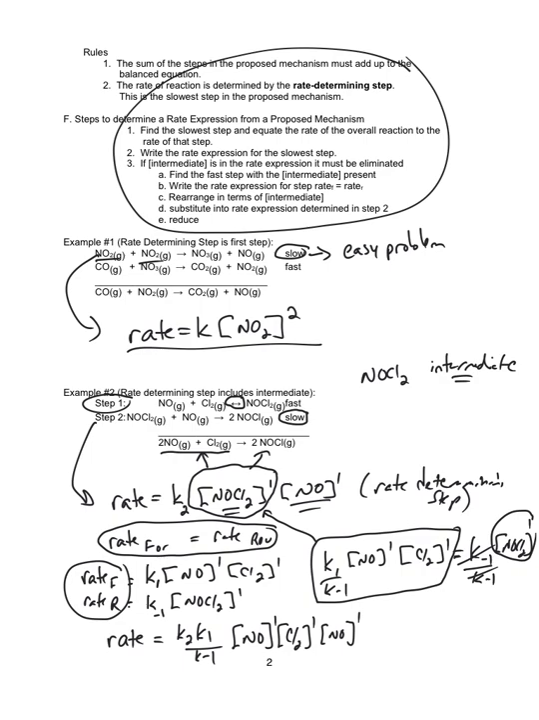You write the rate law for the second slow step. You get rid of the intermediate by setting the forward rate and the reverse rate of step 1 equal to each other. We isolate the equation just for the intermediate, and then we do a substitution.